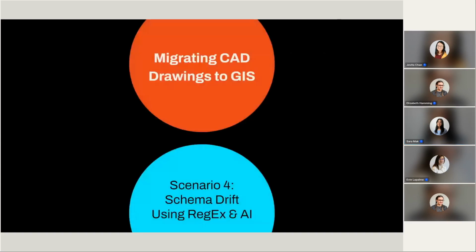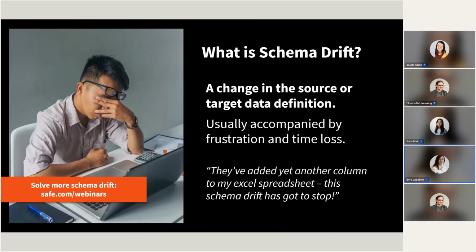Thanks, Sarah. Yeah, so schema drift, we are going to use regex and AI to go over this next scenario. But what is schema drift? A change in the source or target data definition is what schema drift is. And this usually is a lot of frustration and causes time loss because it's hard to deal with if you don't have an automatic process to deal with it. But FME can help with this.